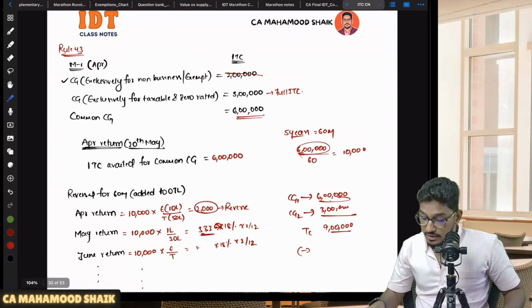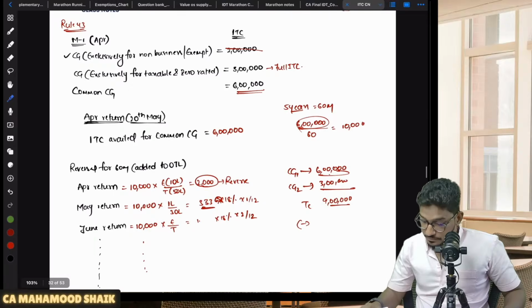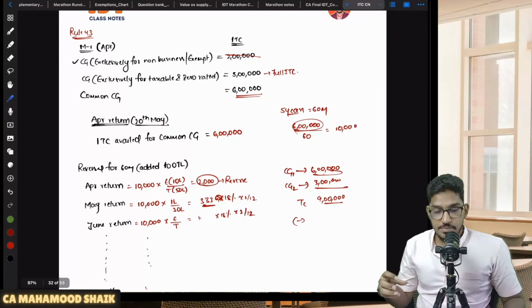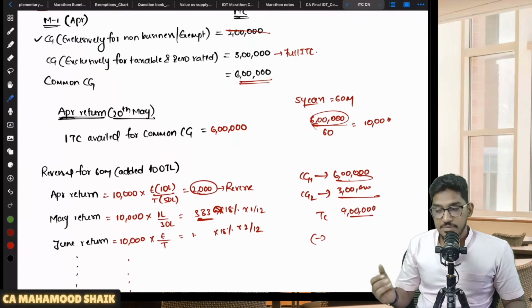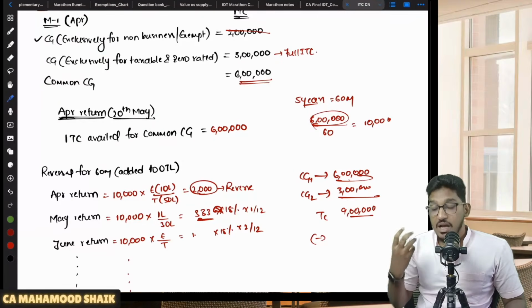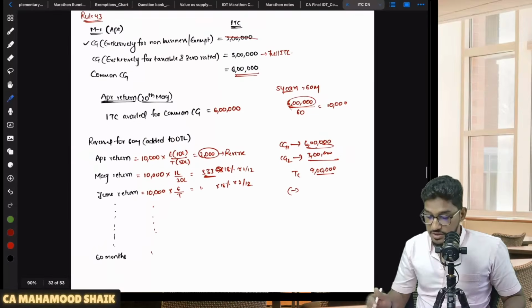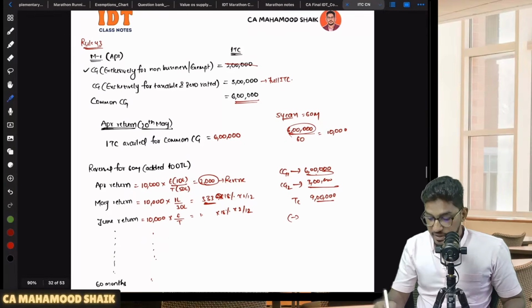So, ITC for capital goods. In case you are using some capital goods collectively for business and non-business purposes, and also for taxable as well as exempt supplies, how do you apportion the ITC attributable to capital goods? For that also I have an illustration here. I will try to explain in brief how to do that apportionment.